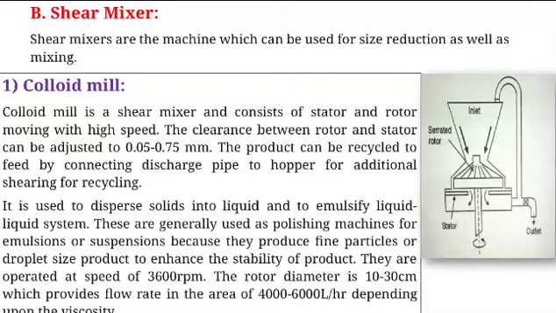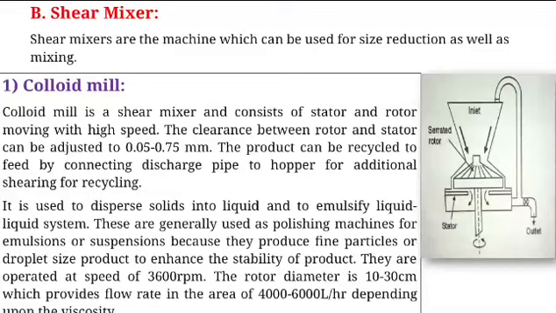As we can see in the diagram, the clearance between rotor and stator can be adjusted from 0.05 to 0.75 mm. The product can be recycled to the feed by connecting the discharge pipe to the hopper for additional shearing. It is used to disperse solid into liquid and to emulsify liquid-liquid systems.